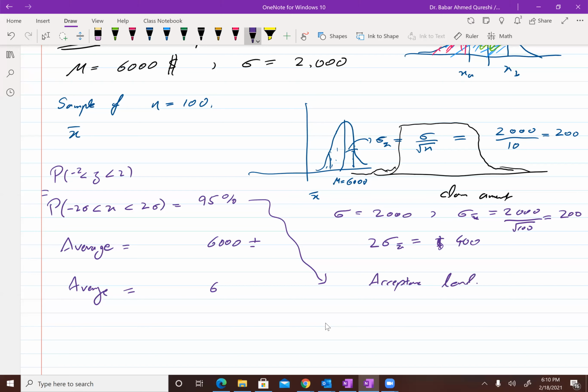You want to keep an eye that your claims are remaining around the average. But you know it's a random variable. So if you pick a sample of size 100 and compute the mean, you're not gonna get exactly 6,000. You're gonna get something different. So it's up to your tolerance when you want to trigger that something fishy is going on.